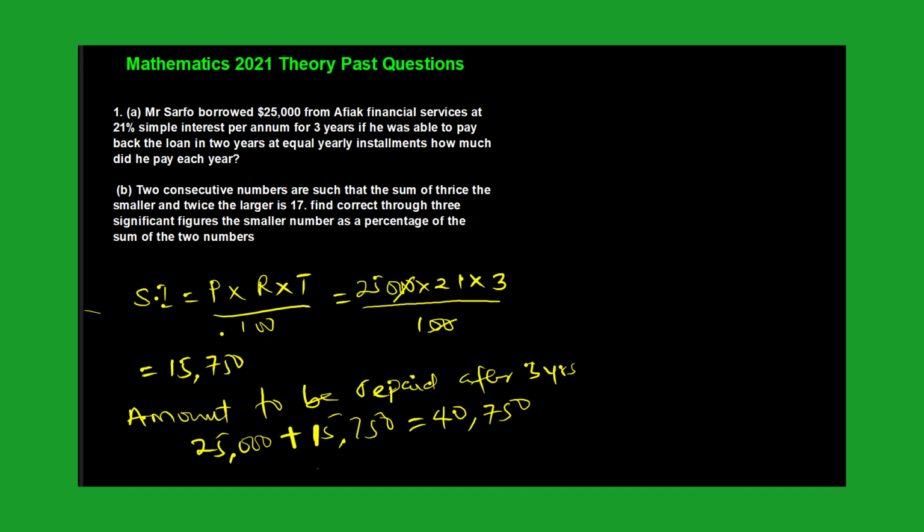Now we are going to divide this total amount paid after 3 years by 2 so that we can get the amount we pay each year, because instead of repaying the loan in 3 years, he was able to pay the loan in 2 years at equal yearly installments. So we divide this amount by 2, then you will get $20,375. So this is our final answer.